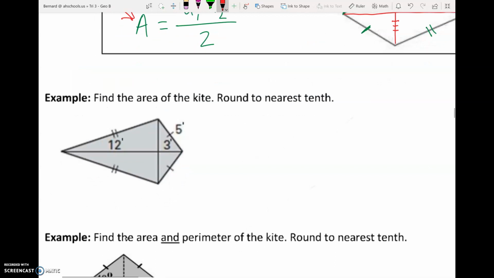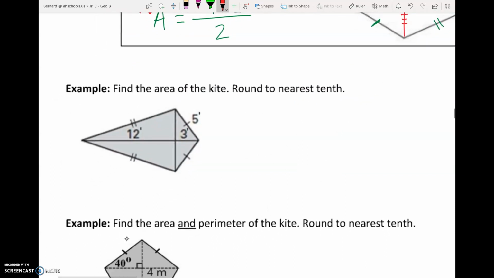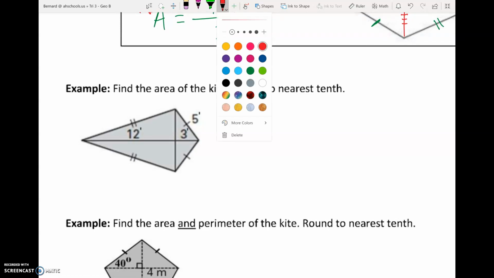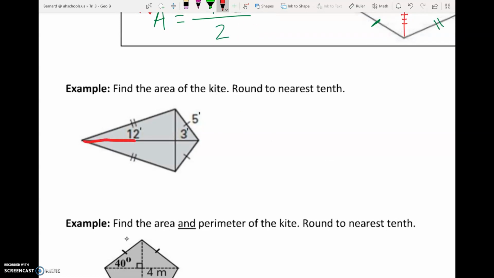Find the area of this kite, round to the nearest tenth. So a couple things. Obviously, the diagonals are already drawn in here, and we know a little bit about each of them. This one right here, we actually know the full diagonal. This is 12, the 12 part and the 3 part. So in total, this diagonal is 15.